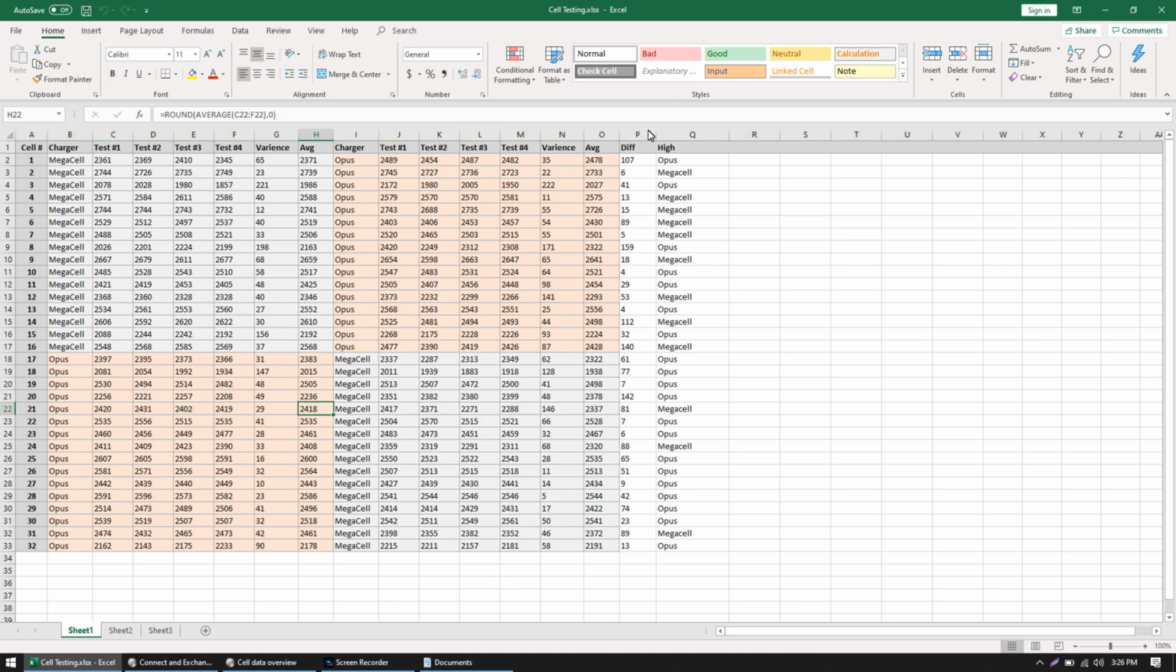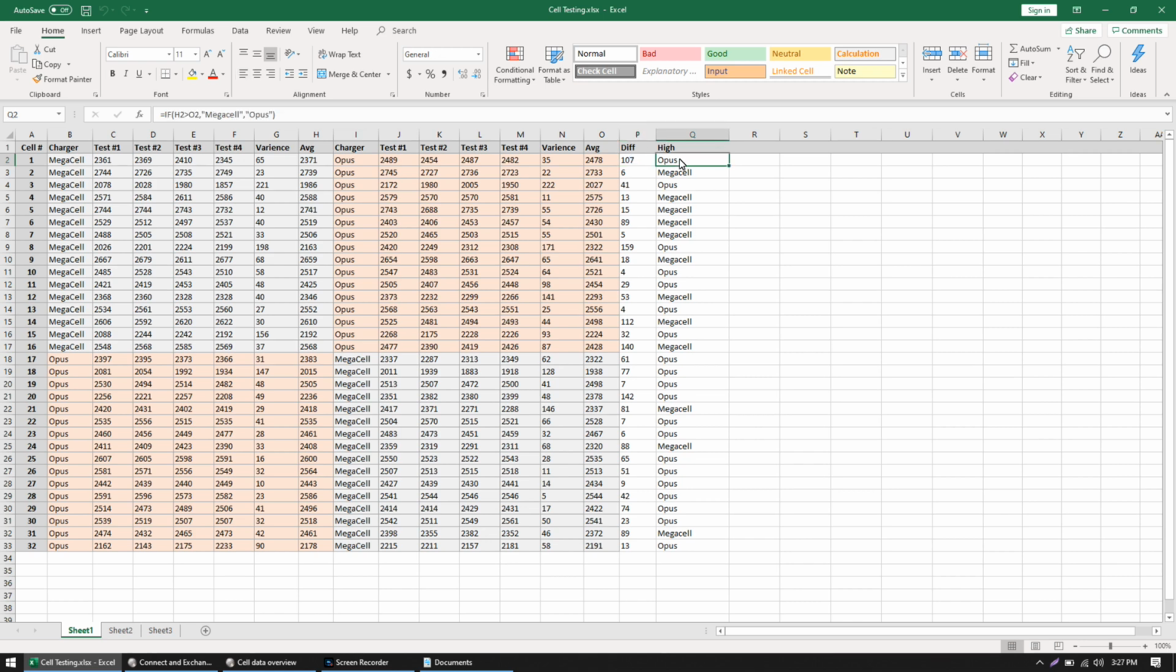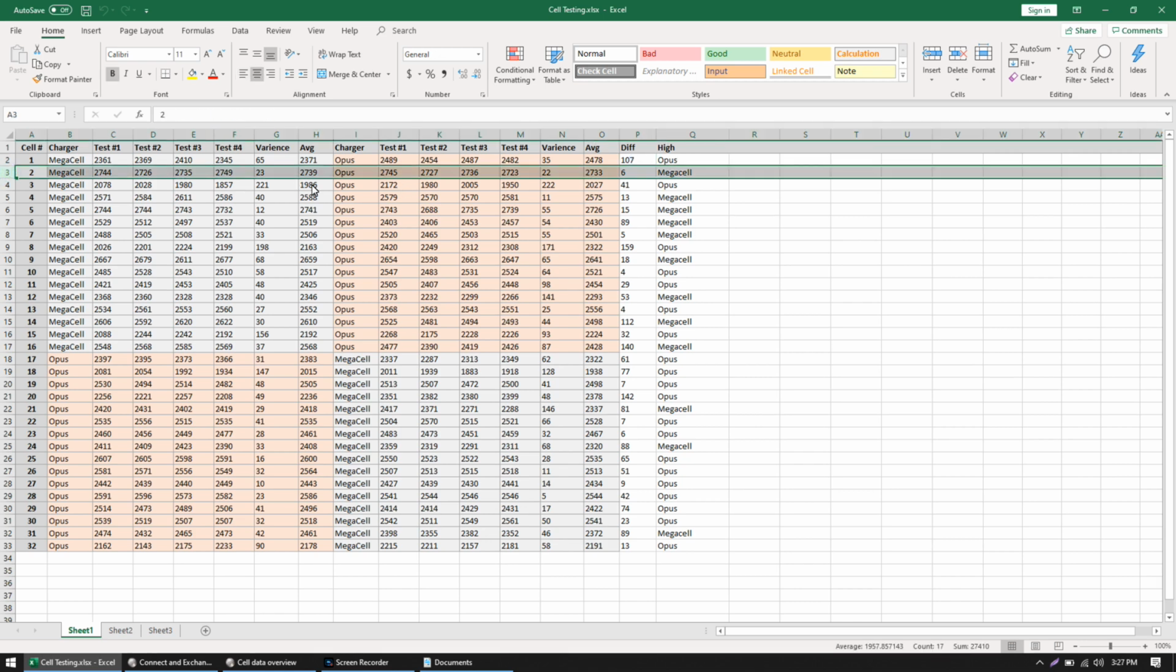So then column P here is the difference, and that is the difference between the average of the first round of tests and the average of the second round of tests. So for cell 1 here, you'll see the average in the Opus was 2478 and the average in the MegaCell was 2371, and that gave us a difference of 107, with the Opus having the higher reading. Cell 2 averaged 2739 in the MegaCell and 2733 in the Opus. That's only a difference of 6 milliamp hours, and the MegaCell charger had the higher reading.